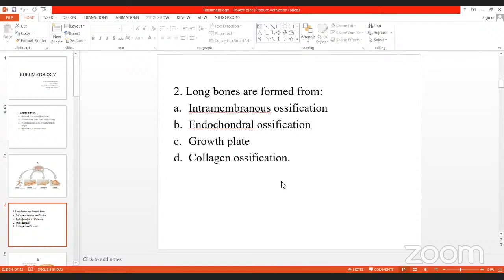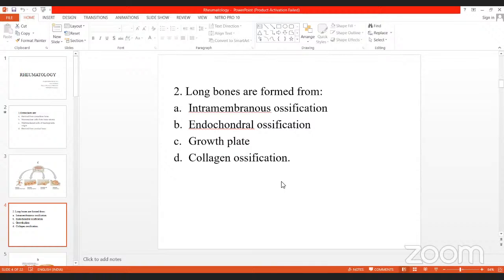Depending upon the formation of bone, it is divided into 2: long bones and flat bones. Flat bones means bones of the skull. Long bones means our ordinary bones such as tibia, fibula, femur, etc. So long bones are formed from endochondral ossification. Regarding the other options, intramembranous ossification is concerned with the flat bones. Flat bones are derived by intramembranous ossification. Endochondral ossification leads to the formation of long bones.